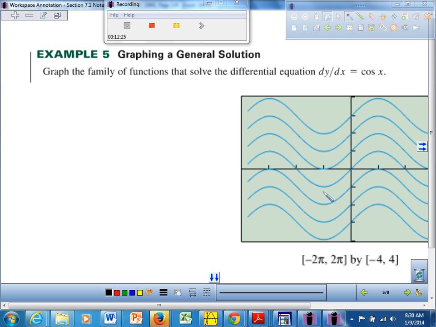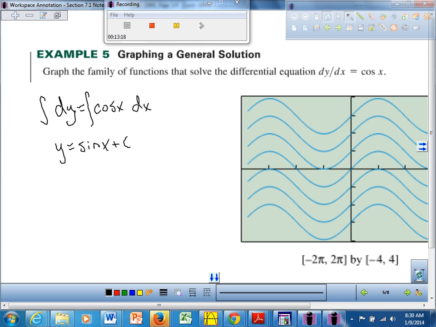So the solution to this differential equation, when we separate the variables and so on, we write it out: dy equals cosine x dx, and we integrate both sides, and we get y equals sine x plus c.